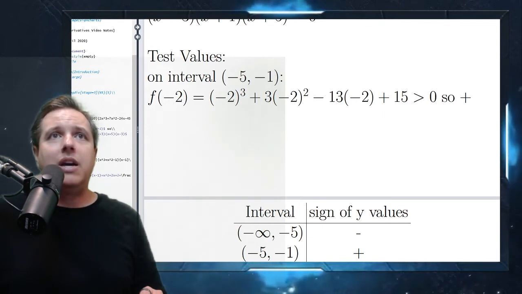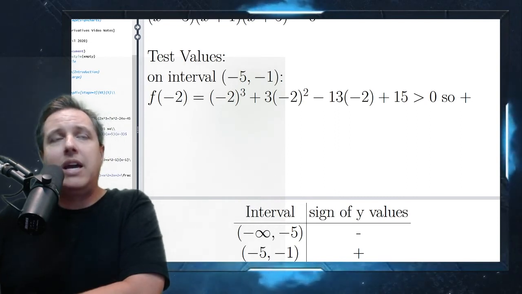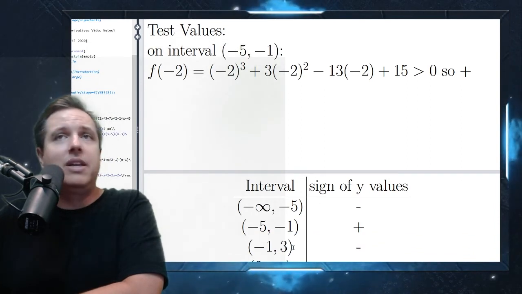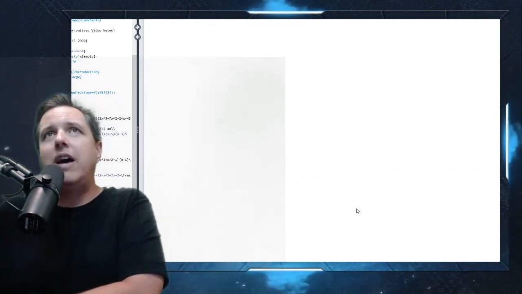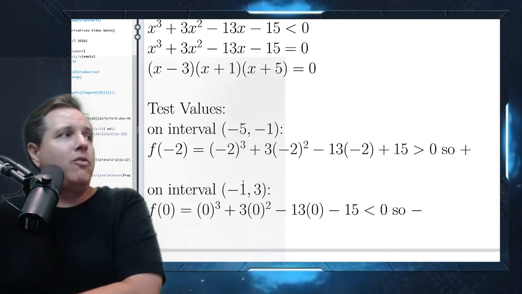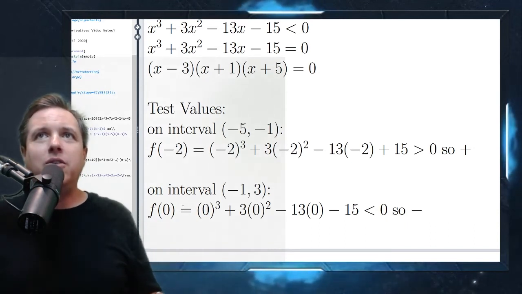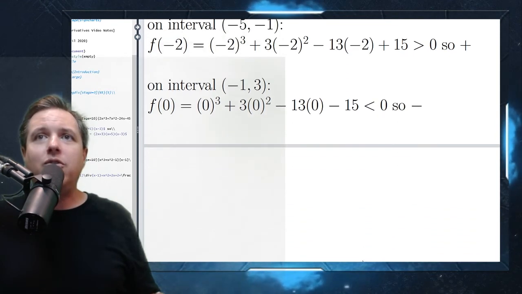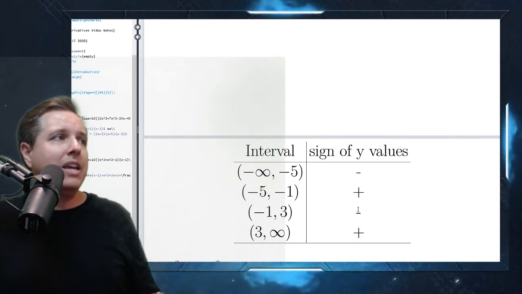Now let's pick another test value. This time on the interval from -1 to 3, we want to pick something that's in this interval. Especially when it comes to polynomials, 0 is a great value to pick. So on the interval from -1 to 3, let's pick 0. 0 is really convenient to plug into polynomials because everything goes away except for the last term, which is -15, which is less than 0. So we know the y values are all negative over that interval. So we go down here, and from -1 to 3, we put a negative in there.